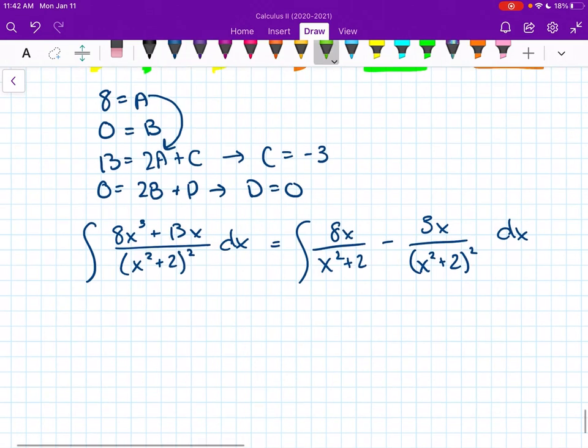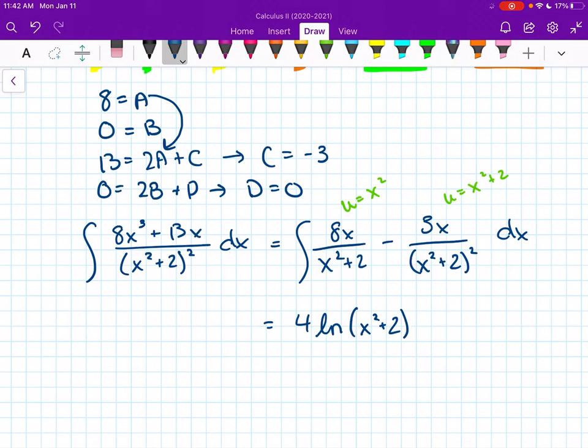So the first fraction here, if I let u equal x squared plus 2, then I can see that it's going to be a natural log. And on the bottom one here, we just basically have power rule going on. I'll let you figure out those and confirm that the answer would be 4 times the natural log of x squared plus 2. X squared plus 2 can never be negative, so I do not need absolute value bars there.